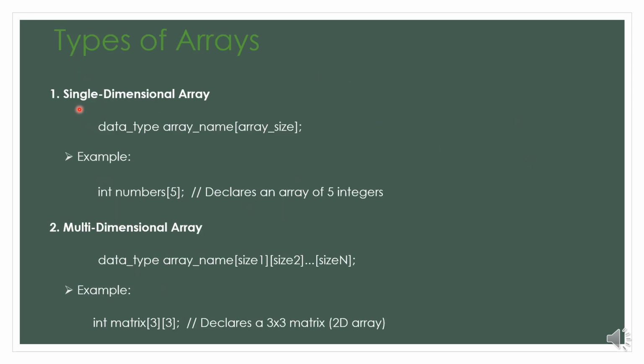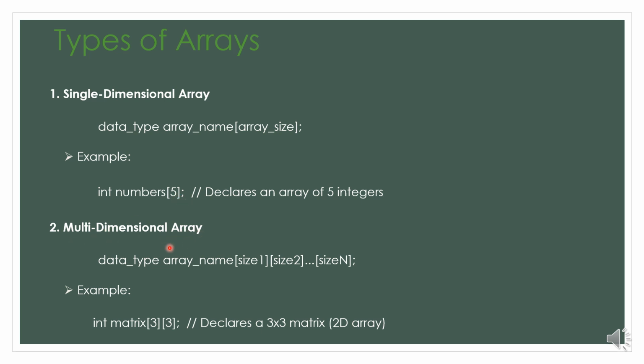Types of arrays. Arrays can be classified into two types. One is single dimensional array, another one is multi-dimensional array. This is the syntax for declaring a single dimensional array: data type, array name, and within the subscript we write the size of the array. This is the example for a one-dimensional array. Here, int is the data type, numbers is the array name, and 5 is the size of the array.